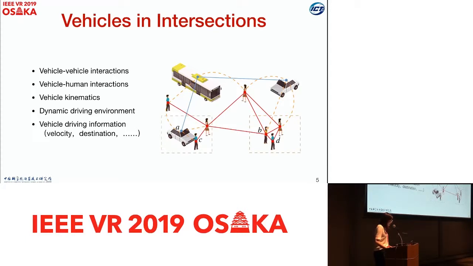And intersectional traffic simulation involves more dynamic environment factors. Due to the lack of clearly defined lanes, vehicles in intersectional traffic have more flexible trajectories than vehicles on freeways.